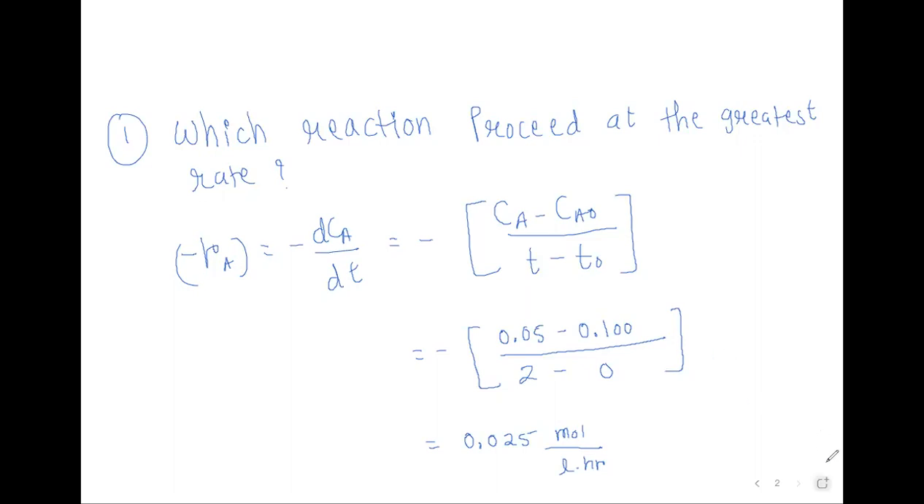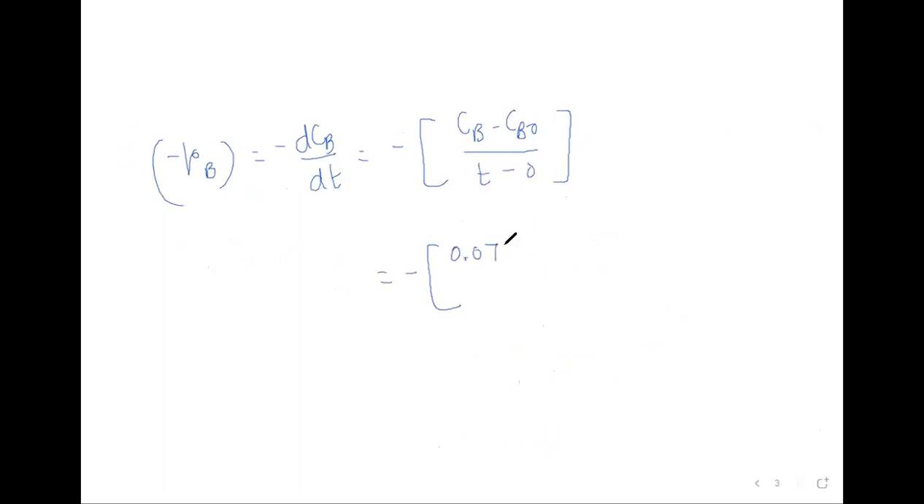Now can we calculate for minus RB? Minus RB is equal to what? DCB divided by DT. DCB means CB minus CB0 divided by T minus 0. Can you tell me the value of CB? 0.075 and CB0 0.100, divided by time 2 hours. So can you tell me the value? 0.0125 mole per liter hour.